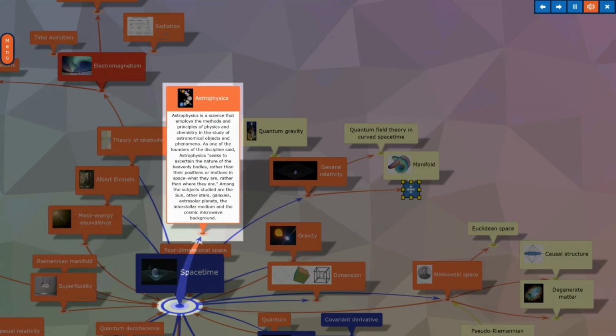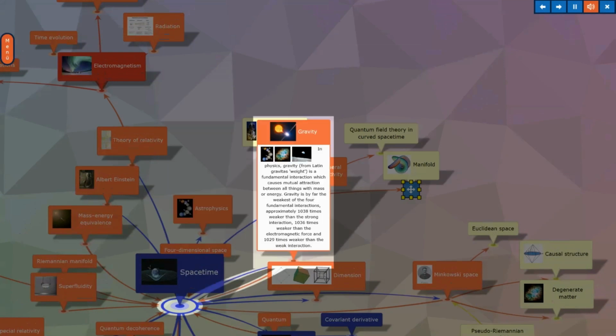Astrophysics. Astrophysics is a science that employs the methods and principles of physics and chemistry in the study of astronomical objects and phenomena. As one of the founders of the discipline said, astrophysics seeks to ascertain the nature of the heavenly bodies, rather than their positions or motions in space, what they are, rather than where they are. Among the subjects studied are the Sun, other stars, galaxies, extrasolar planets, the interstellar medium and the cosmic microwave background.